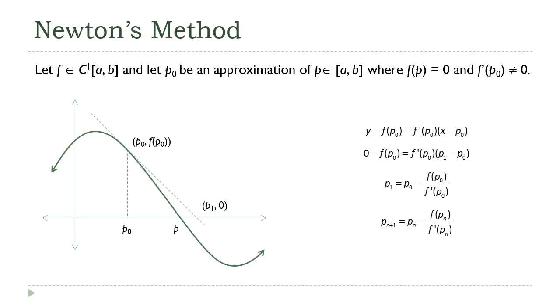And looking at this, hopefully you can see now why it was important up here to require that the derivative of the approximation not equal 0. We've got that down here in the denominator of the fraction. If that was 0, you can't divide by 0 and the whole process would fall apart.